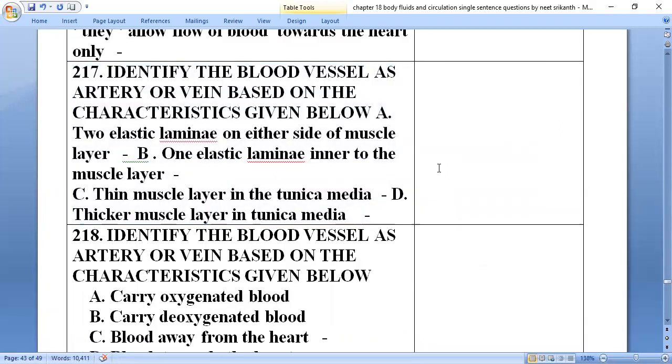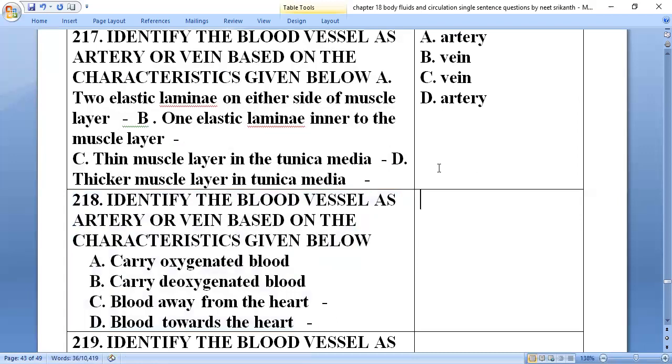Okay. Identify the blood vessel as artery or vein based on the characteristics given below. The two elastic laminae on either side of the muscle layer: artery. One elastic lamina inner to the muscle layer: vein. Then thin muscle layer in the tunica media: we say vein. Thick muscle layer, we call artery. Arteries have a thick muscle layer.